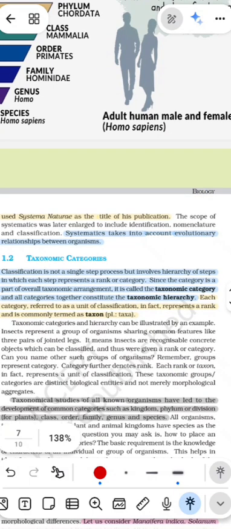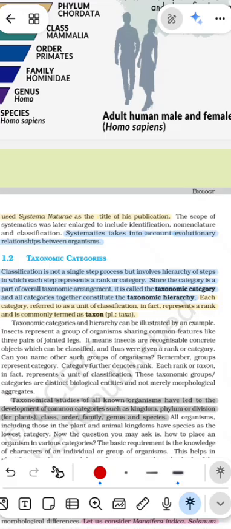So if we want to know the definition of taxonomic category, this arrangement of taxon is called taxonomic category and together constitute taxonomic hierarchy. So this arrangement was called taxonomic category. Each category referred to a unit of classification. In fact, represents a rank and is commonly termed as taxon.